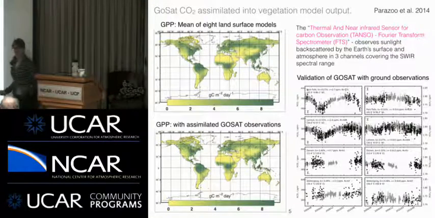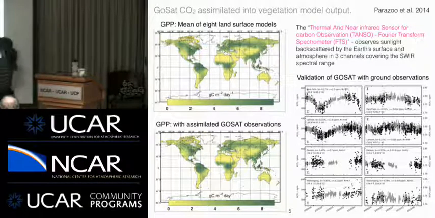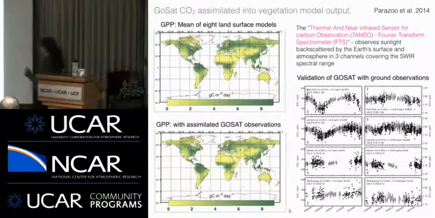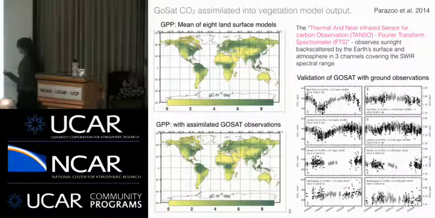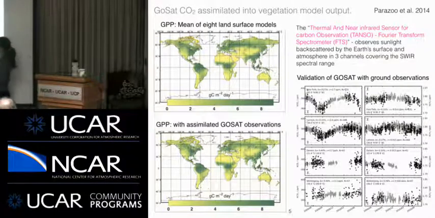The GOSAT satellite has, and I'm not going to pretend to understand this, a thermal and near-infrared sensor for carbon observation, a Fourier transform spectrometer. That's what it uses. And we can assimilate this data into our land surface models. What these people have done is take the mean of 8 different land surface models that they have run simultaneously to predict photosynthesis. And this is what happens to those model predictions when you assimilate the data from the satellite.